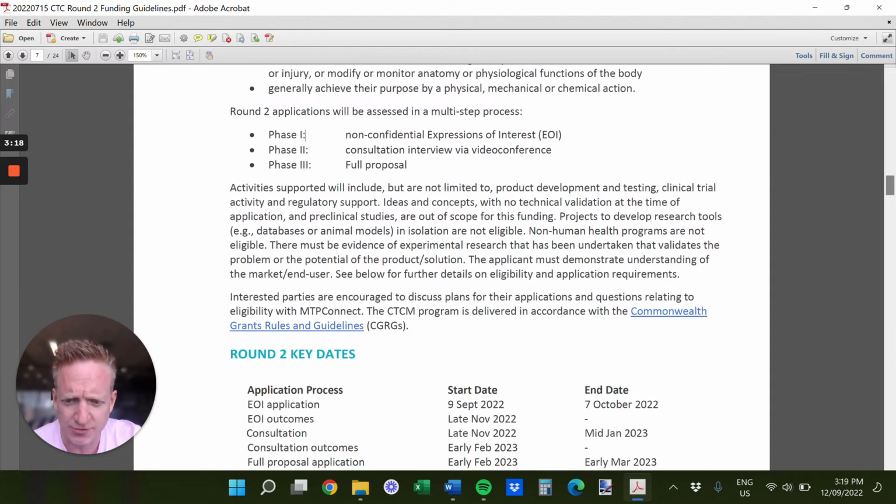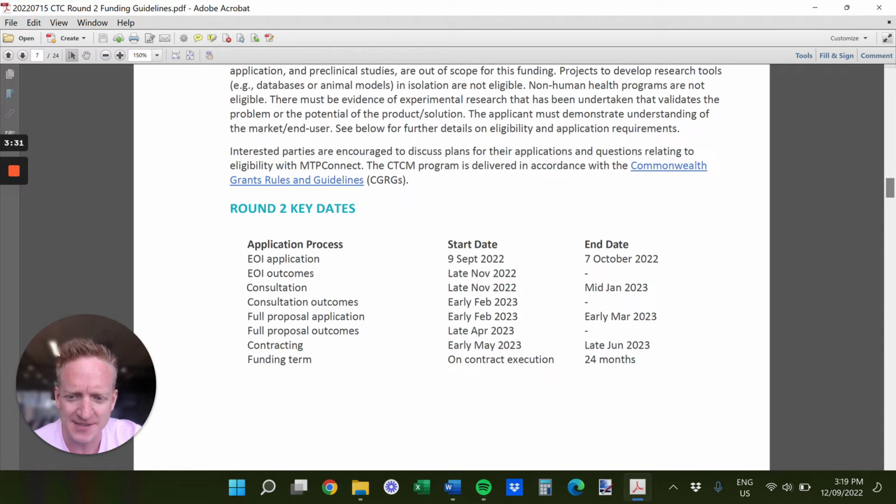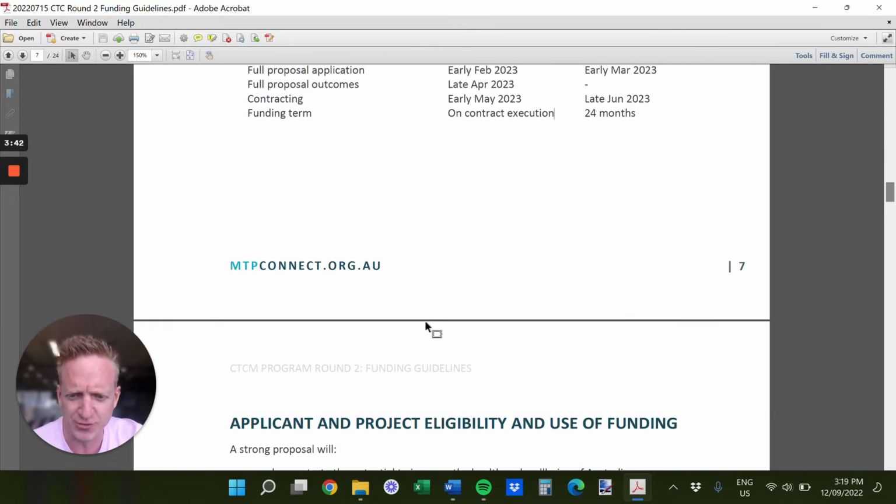So let's scroll on and see the date. So it's only just opened, 7th of October. And here we are, late, early. You see, they're never committal in what they want to do, but contracting late June. So let's go for 1st of July. So it's just easy to do a financial year in all of your planning, your budgeting, your cash flow, your Gantt charts, all that sort of thing.